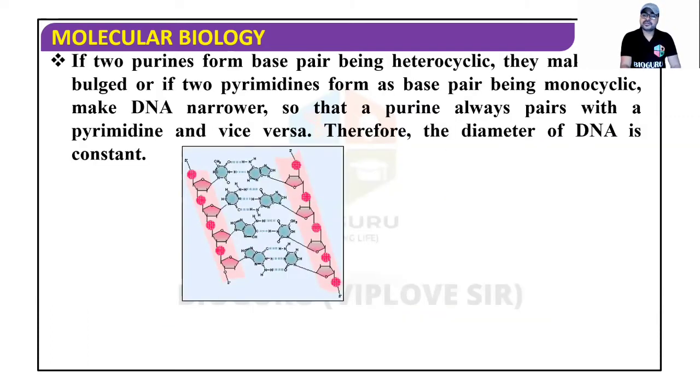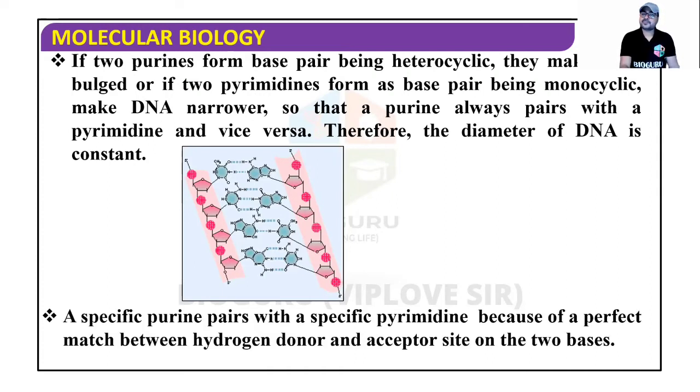So if two purines form a base pair, being heterocyclic, they make DNA bulged. अगर मान लीजिए कि पढ़ा हमने कि two purines form base pairs being heterocyclic, अगर दो purines आएंगे then bulge हो जाएगा. If two pyrimidines form a base pair, being monocyclic, they make DNA narrower, so a purine always pairs with a pyrimidine and vice versa. Therefore, the diameter of DNA is always constant, and a specific purine pairs with a specific pyrimidine.